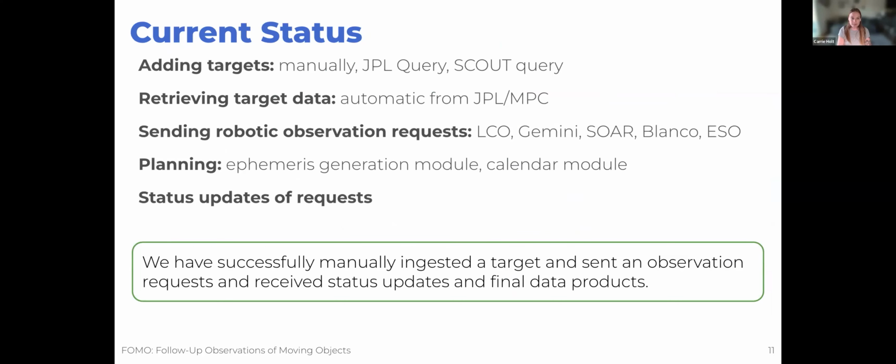So just an overview of the current status. You can add targets manually, JPL query, Scout query. You can retrieve target data automatically from JPL, Minor Planet Center. You can send robotic observation requests to LCO, Gemini, SOAR, Blanco, and ESO. And there's an ephemeris generation module and a calendar module. You can get automated status updates of requests when you submit those robotic observation requests. And so we have successfully manually ingested a target, sent an observation request, received updates on that request, and then received the final data product. So we have a start to end, very, very minimal success in that.